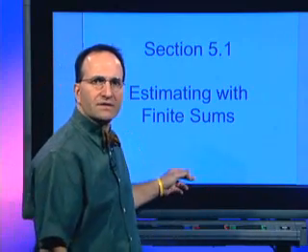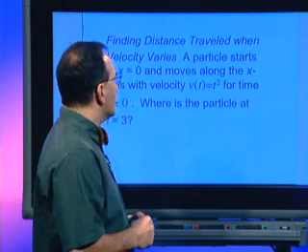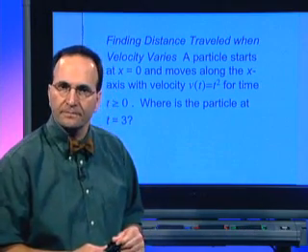Let's start with an example. What we have is finding the distance traveled when the velocity varies. A particle starts at x equals 0 and moves along the x-axis with a velocity v of t equals t squared for time t greater than or equal to 0. Where is the particle at time t equals 3?